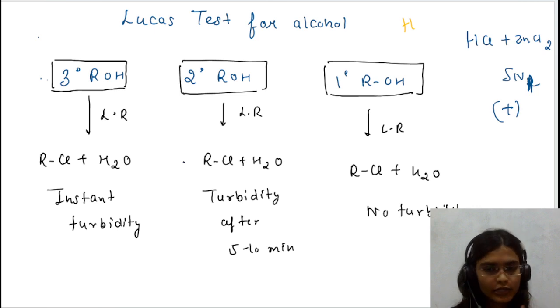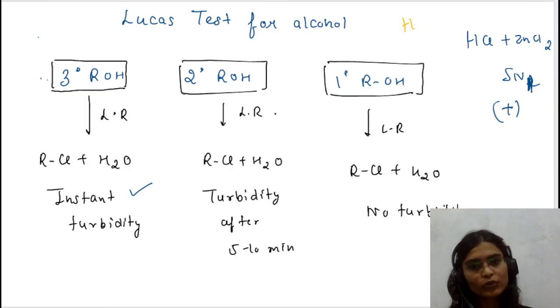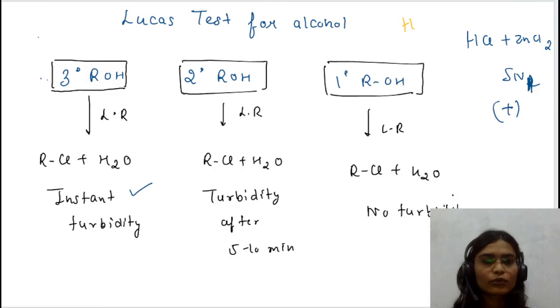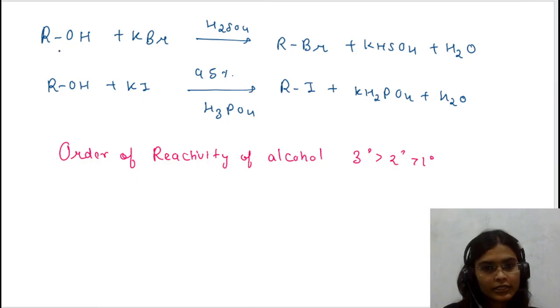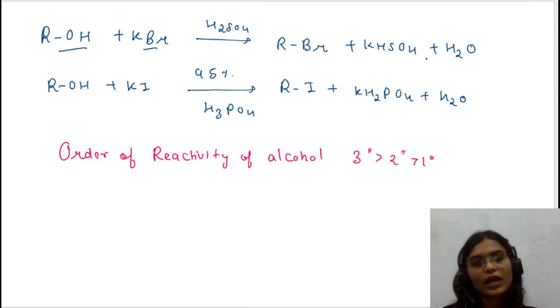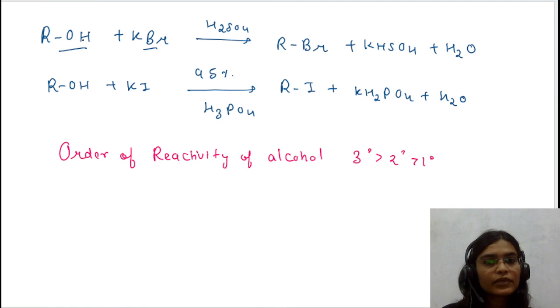If you have a tertiary alcohol, there is an instant turbidity once you add the Lucas reagent into the solution. For the secondary one, it will take 5 to 10 minutes, and for the primary one, no turbidity appears. So this topic we already covered in the previous class. Observe this point here, this one is OR KBR, and there we discussed how the mechanism takes place. Every time you have OH, there's an H positive connected here and it leaves as a molecule, and this is how the reaction goes on.